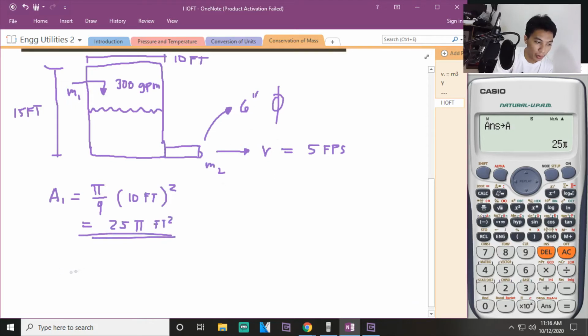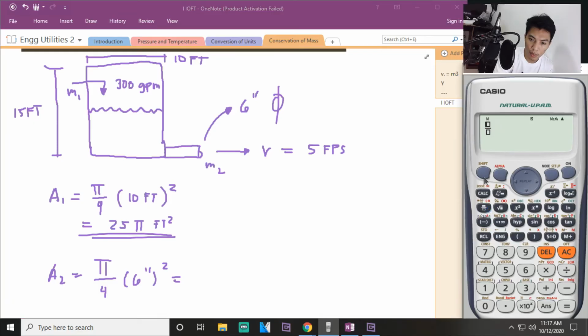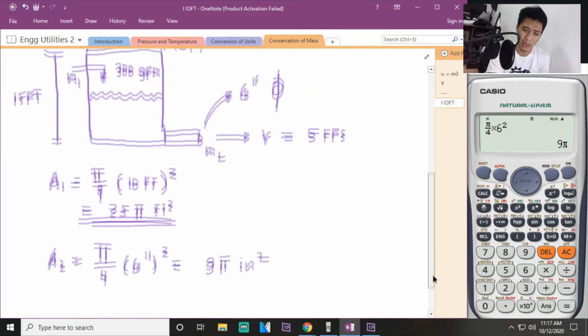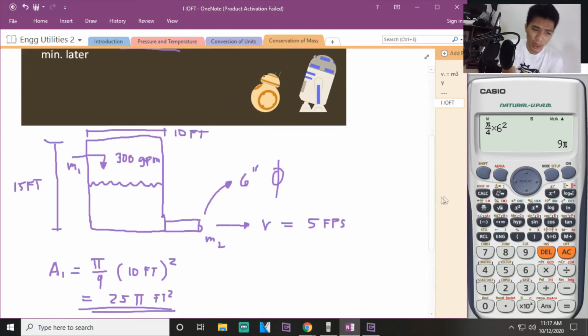Dito naman, yung area 2. The area nung pipe na discharge will be pi over 4 tapos 6 inches squared. That is pi over 4 times 6 squared. So, 9 pi inches squared. Ano bang hinahanap natin dito? Ang hinahanap natin kasi dito, the mass change in 15 minutes.